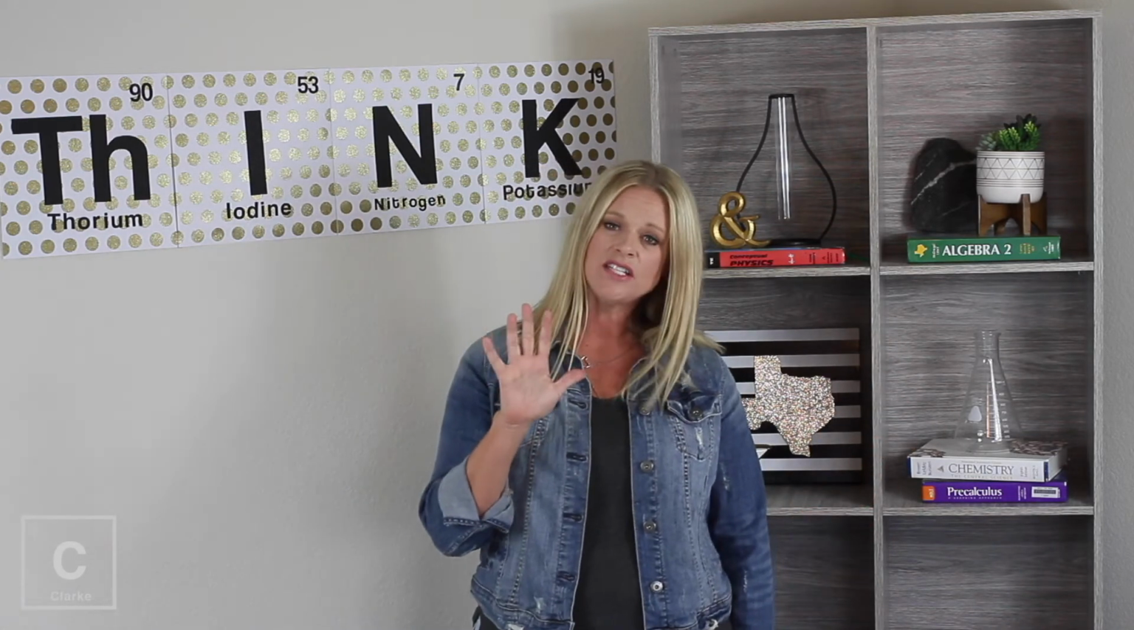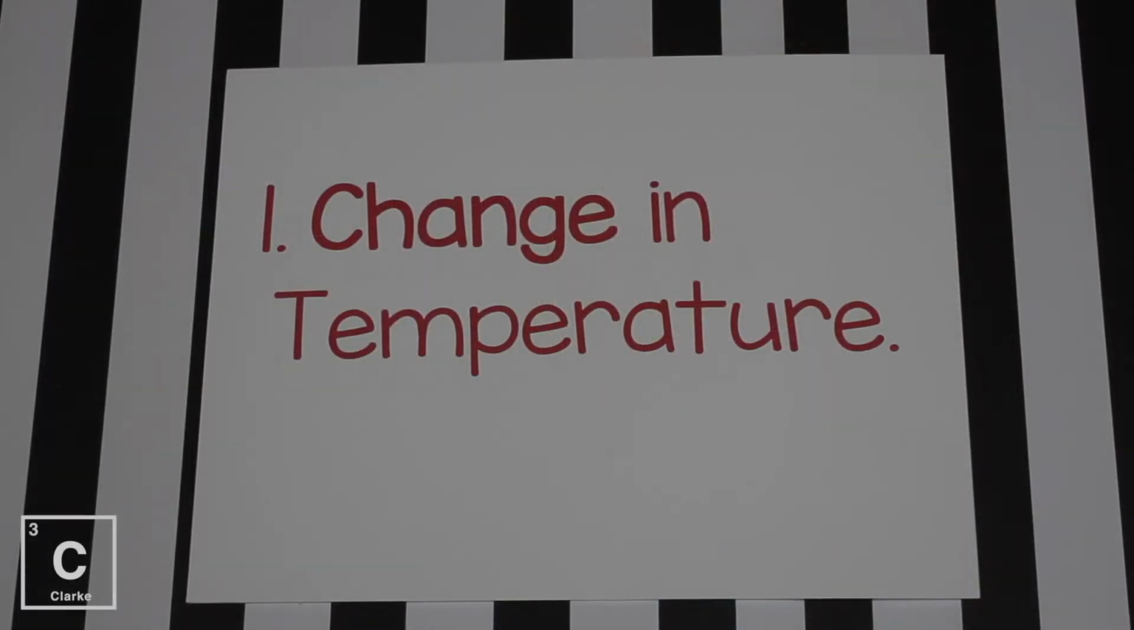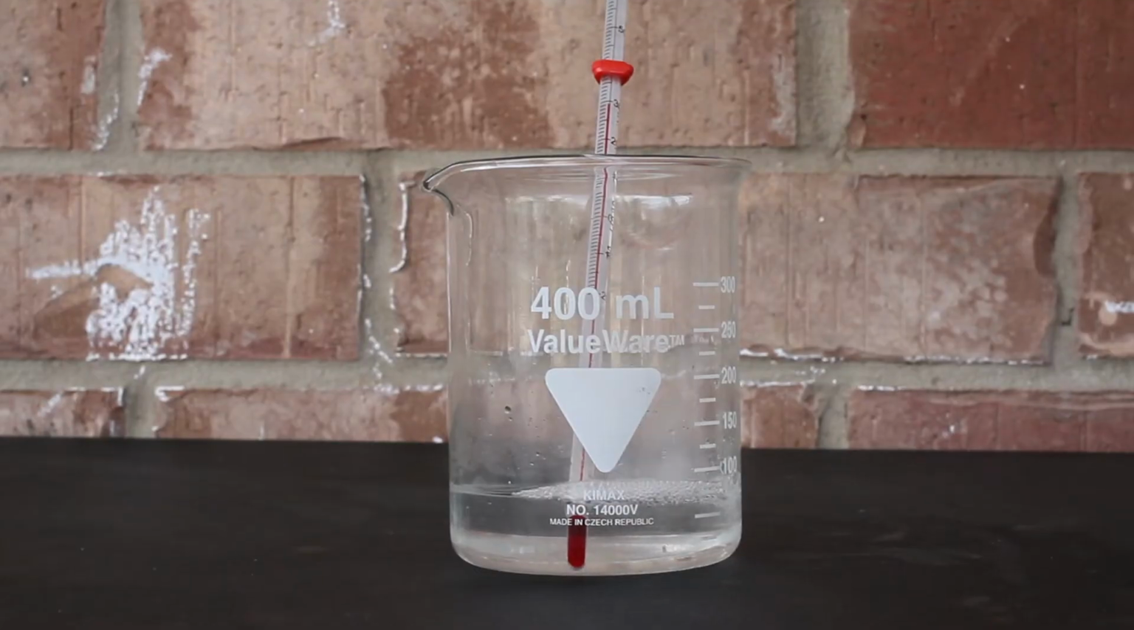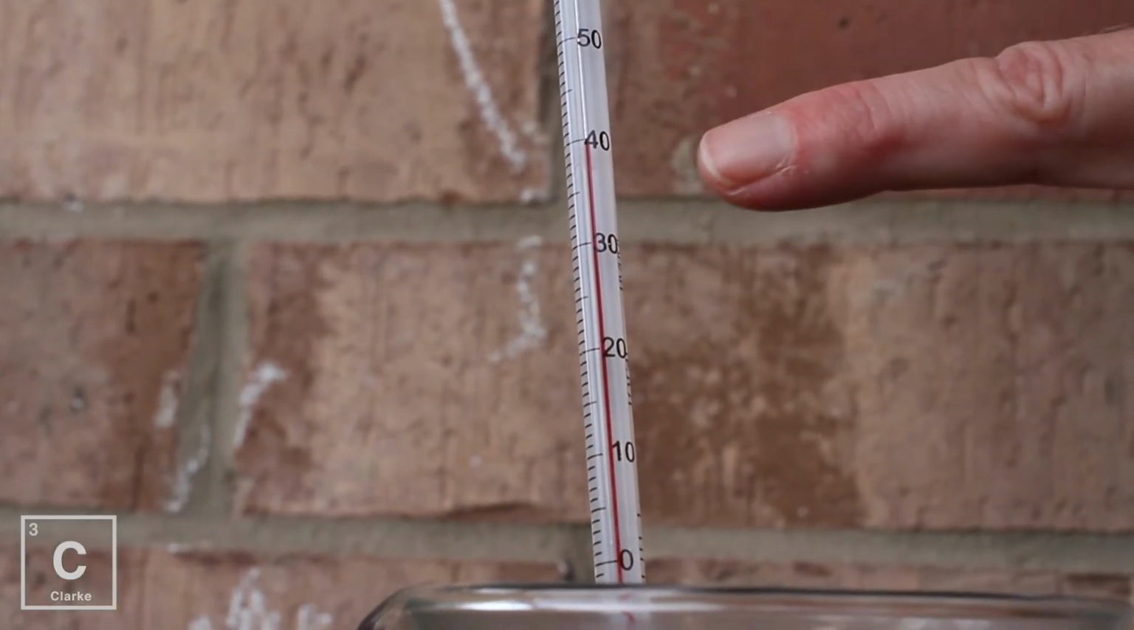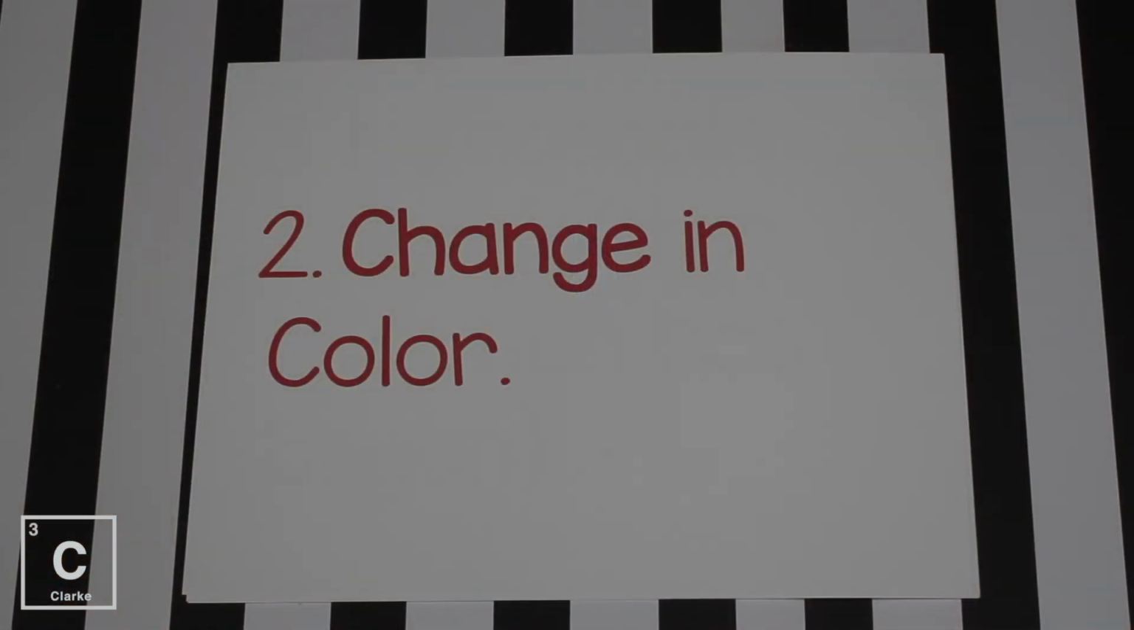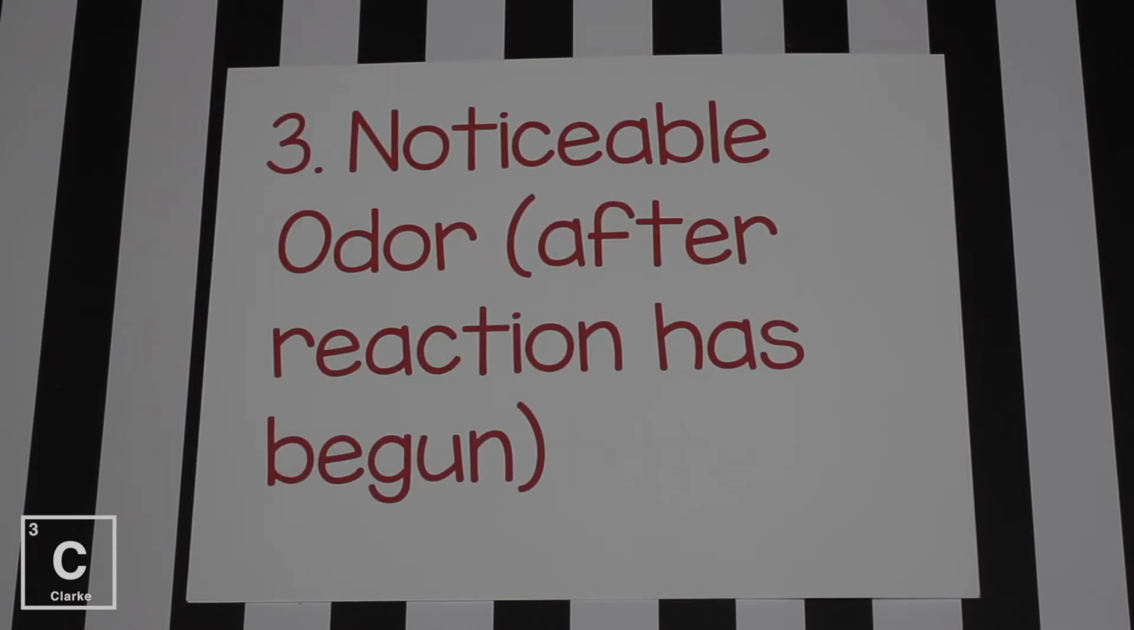Now, how do we know a chemical change has occurred? We have 5 indicators here. Any one of those happens, chemical reaction is happening. There is a change in temperature. That is evidence of a chemical change. We started at 30, we ended at 40. A change in color. If we mix 2 things together and then we get a brand new color and you can't undo it, that is evidence of a chemical change. If the odor changes, that is also an indicator of a chemical change.